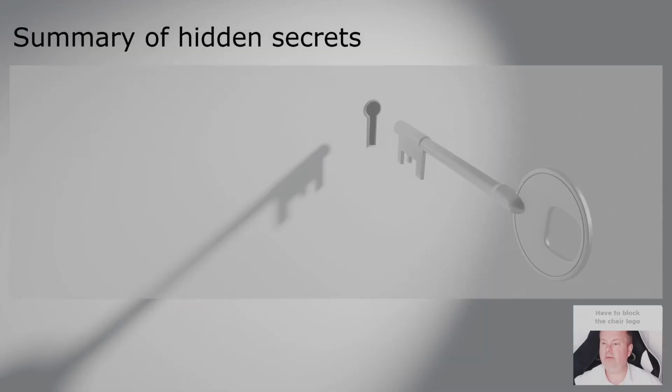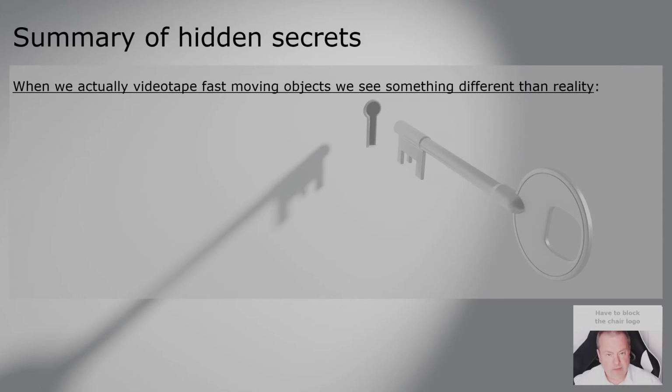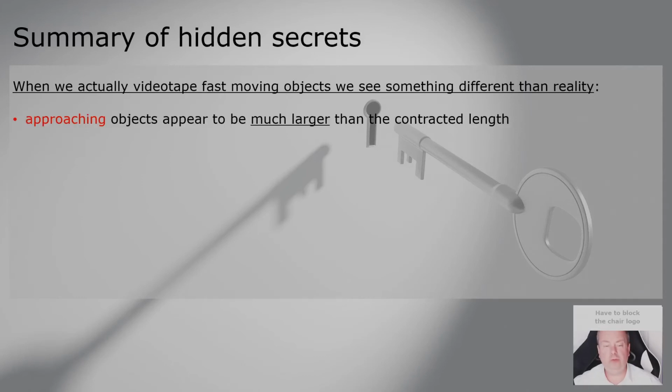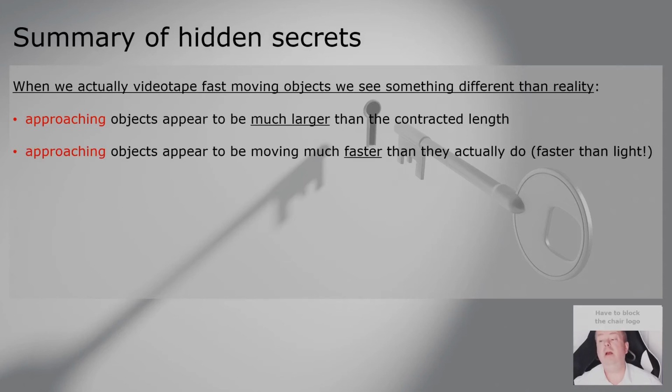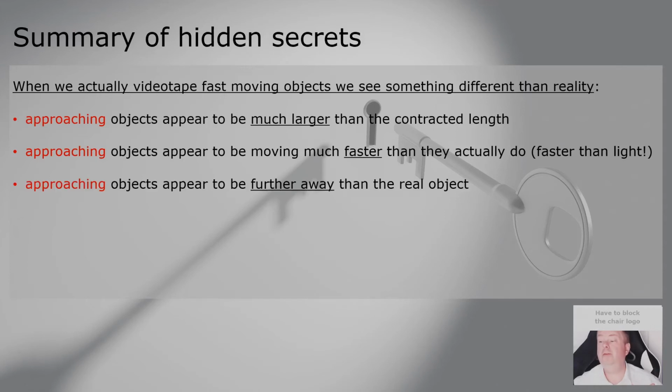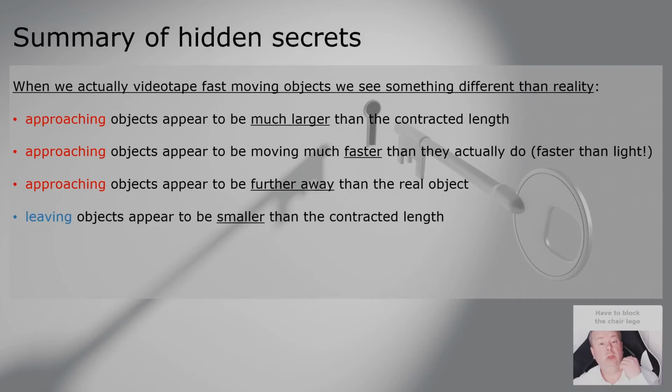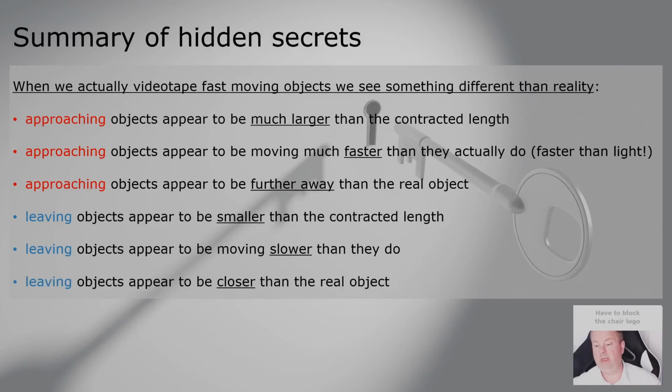Summary of the secrets. When we videotape fast-moving objects, approaching objects will be larger than they actually are, faster than they actually are, and further away than they actually are. And fast-moving objects moving away from us will look smaller, slower, and of course closer to us. So this is what you get when you try to film the evidence.